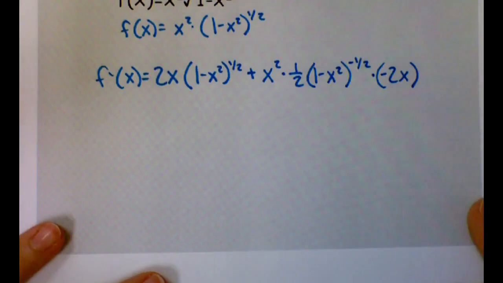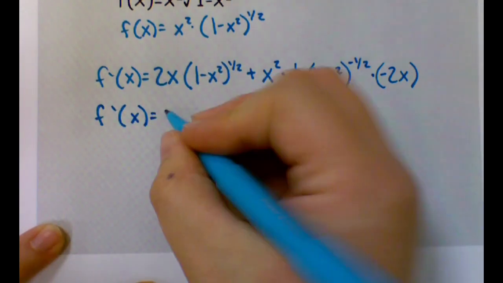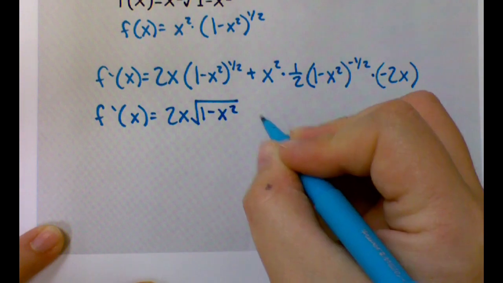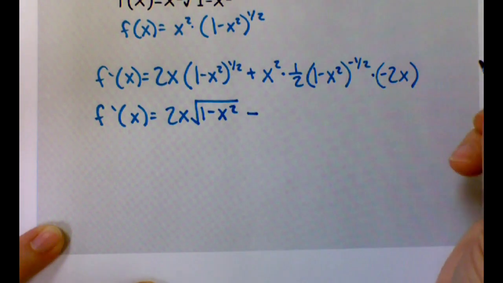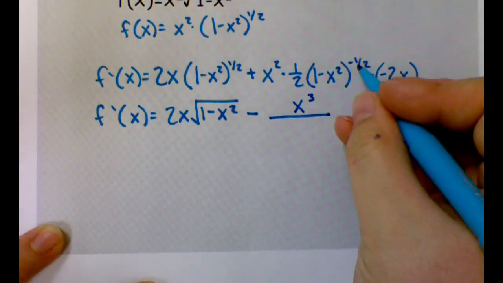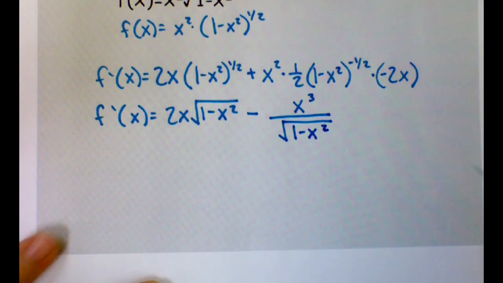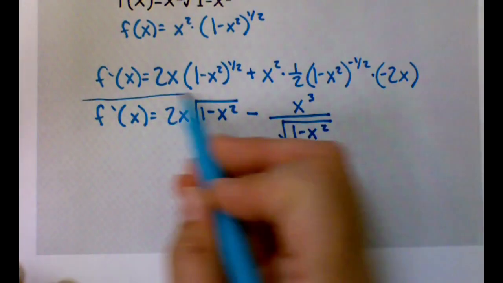And now we need to simplify. So I have 2x square root of 1 minus x squared minus, because of this negative here, 2 times 1/2 makes a 1, so I have x cubed over, because I have this negative exponent, I move it to the denominator, 1 minus x squared. You could leave it like that. This would be a totally acceptable answer.